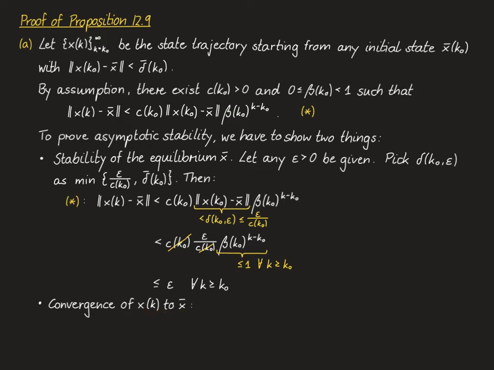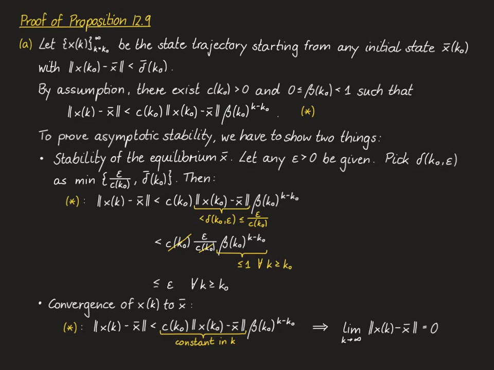to the equilibrium point. Based on the assumption of equation star, this is easy to see because the first two factors are actually constants in k, and this term beta to the power k minus k naught is actually shrinking exponentially as k increases, and therefore it's clear that as k goes to infinity, the norm of x of k minus x bar has to go to 0.